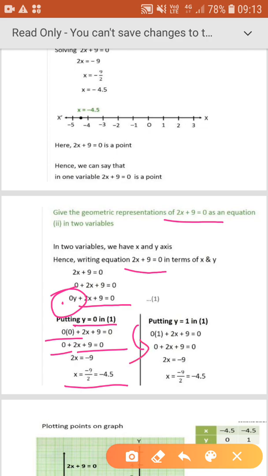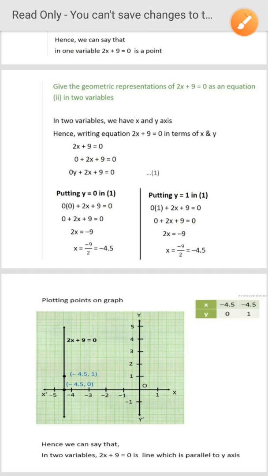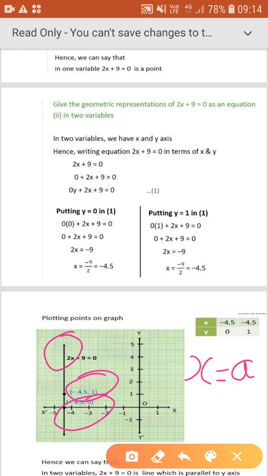Similarly, if you put y equals to 1 over here, then also 0 into 1 is 0 and 2x plus 9 equals to 0, x again is minus 4.5. So you can see that whatever value of y you give here, put over here in the equation, you're always going to get x equals to minus 4.5. Now let us plot these points on the graph. So here you can see that when we plot these points, when we join these points, minus 4.5 comma 0 and minus 4.5 comma 1, we are getting a line which is parallel to the y-axis. So whenever we are getting equation of the form x equals to a, we'll get a line which will be parallel to the y-axis.